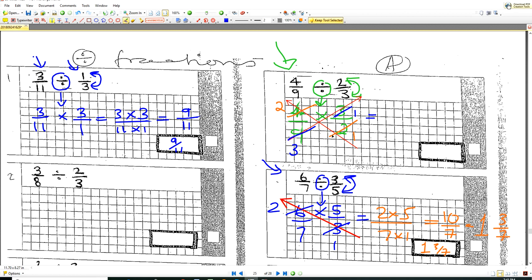So now we can't cancel anymore. We have to multiply at the top and multiply at the bottom. So on the top we have 2 times 1. On the bottom we have 3 times 1. So that gives us a nice, lovely, proper fraction, 2/3. And that's the end of that third question.